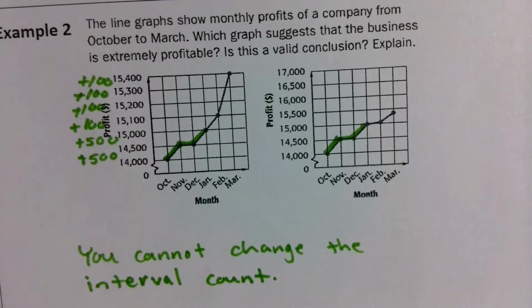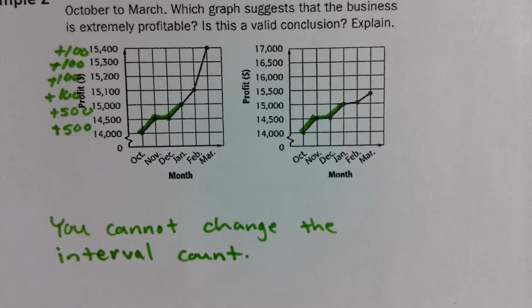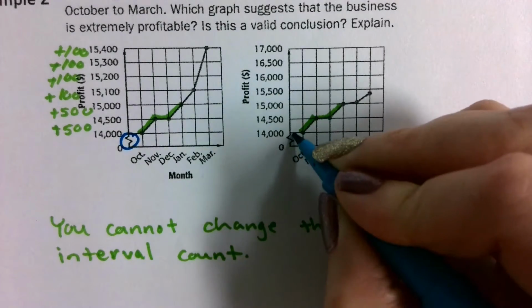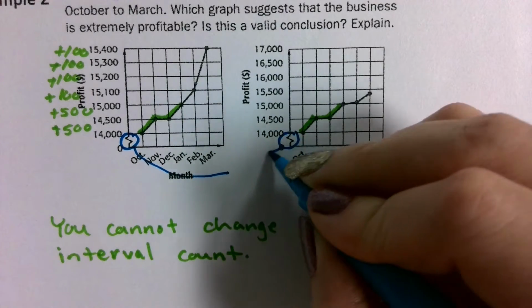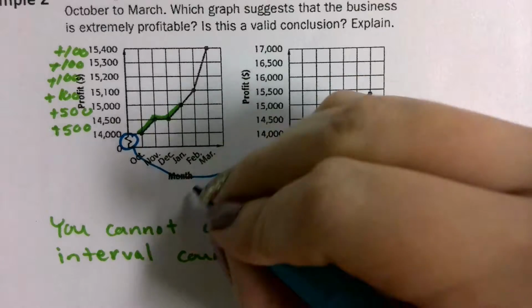Now, some people probably ask, hey, well, we started at 0 and we went to 14,000 and then we started counting by 500. So isn't that an interval change anyway? It's not, because of this little zigzag that you guys see. Anybody know what that's called? Anybody? It's called a break in the graph.